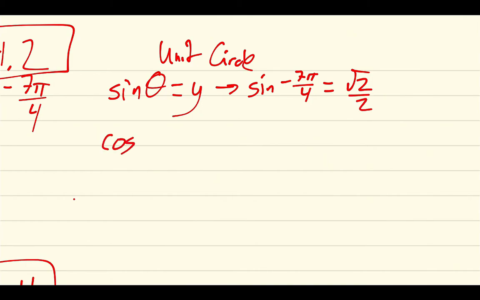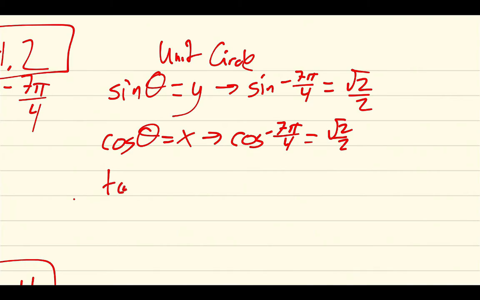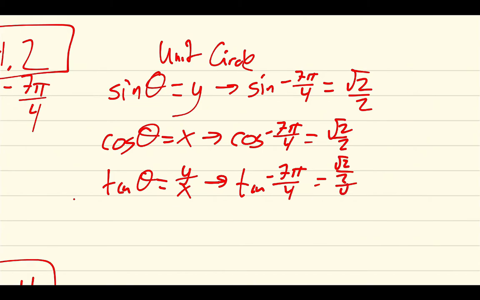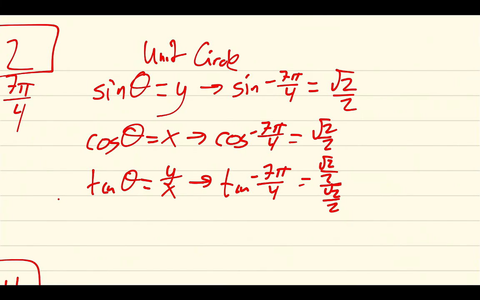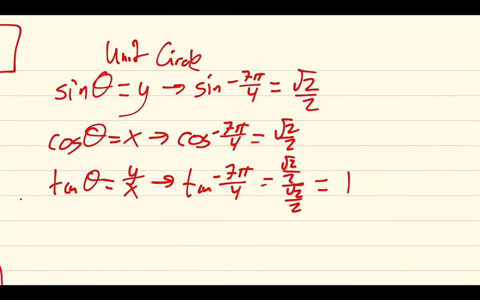The cosine of an angle is equal to the x value on the unit circle. So cosine of negative 7 pi over 4 equals positive root 2 over 2 as well. And then the tangent of your angle is your y value divided by your x value. I probably could have chosen a more difficult one, but the tangent for this one would be root 2 over 2 over root 2 over 2. That's a lot of 2's going on there, but that whole thing just simplifies down to 1.